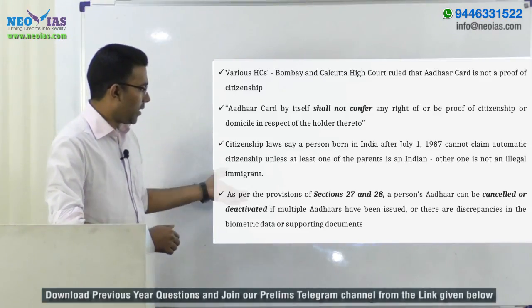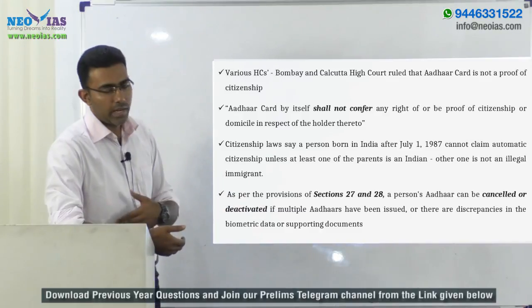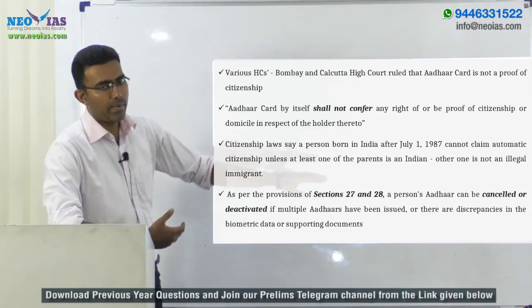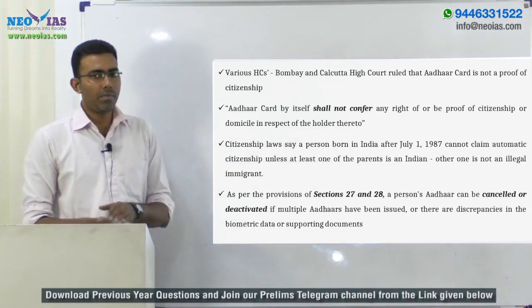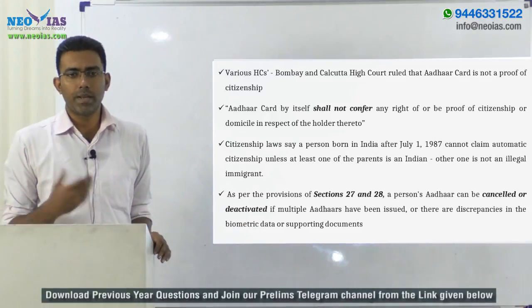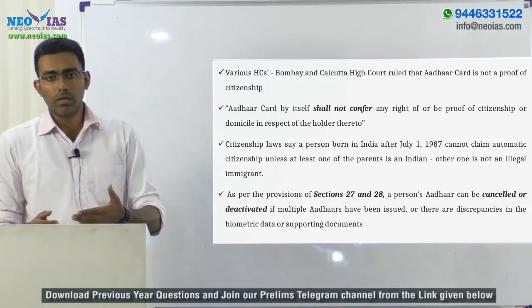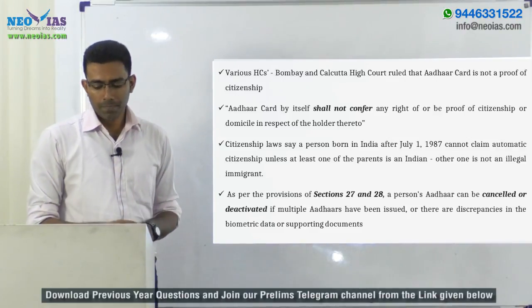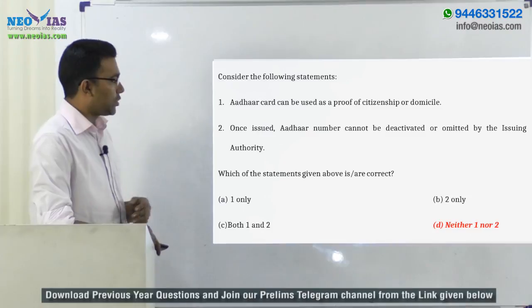The next one, again, is about provisions. As per the provisions of sections 27 and 28, a person's Aadhaar number can be cancelled if multiple Aadhaar numbers have been issued, or if it is found that certain discrepancies have occurred. In such a case, the issuing authority can actually deactivate it. So here the answer has to be neither one nor two.